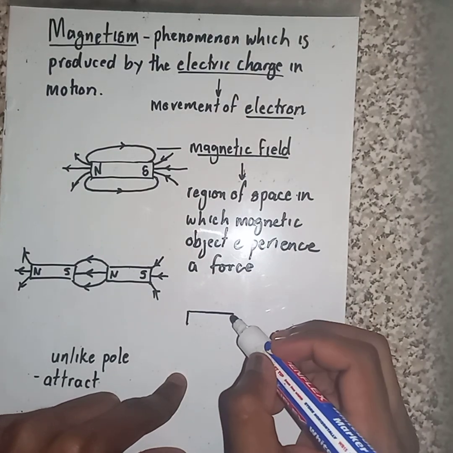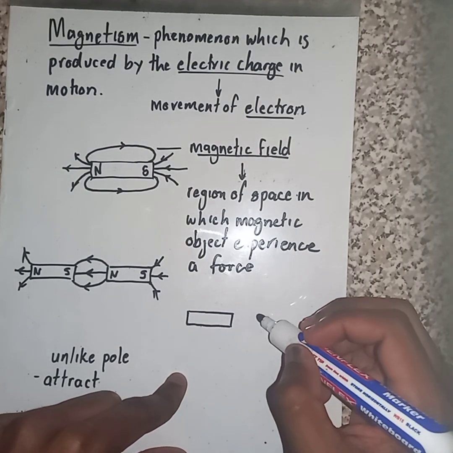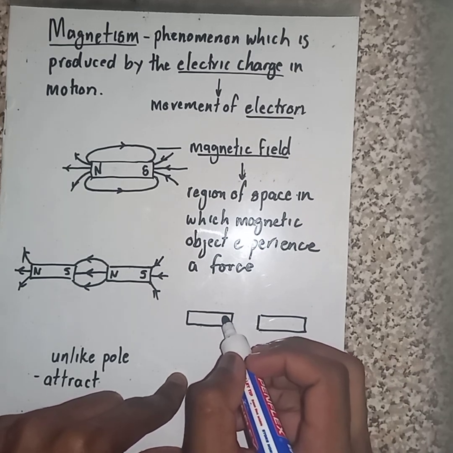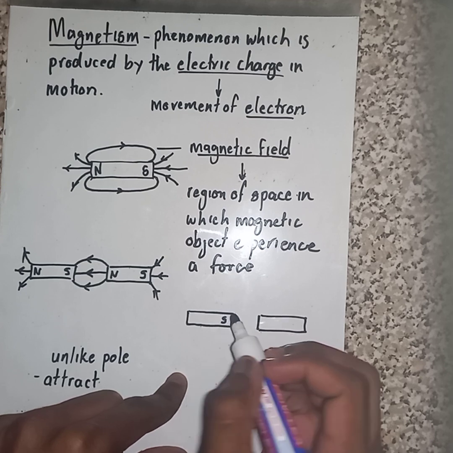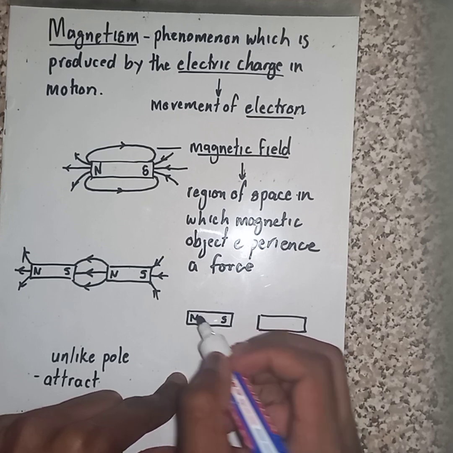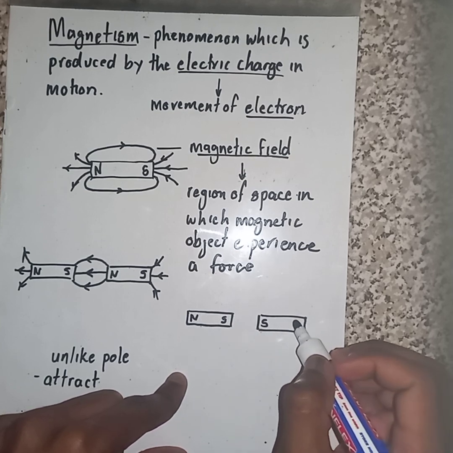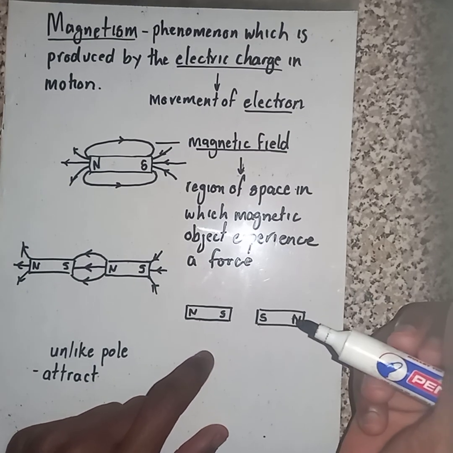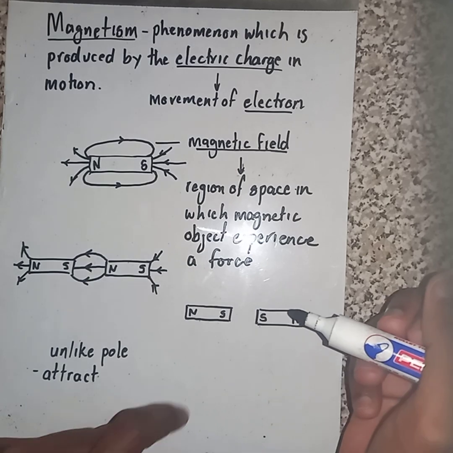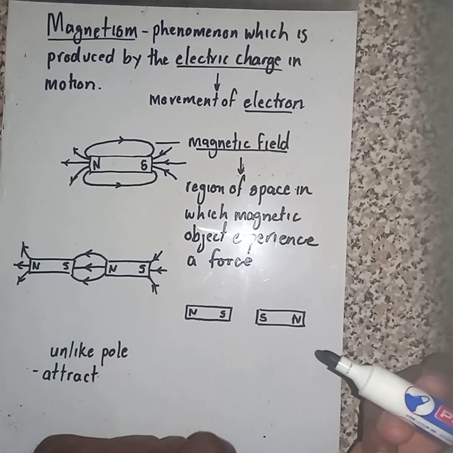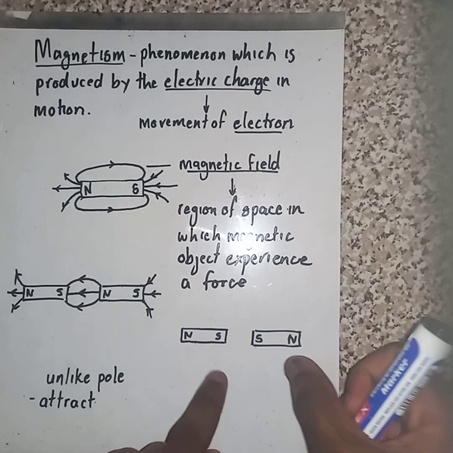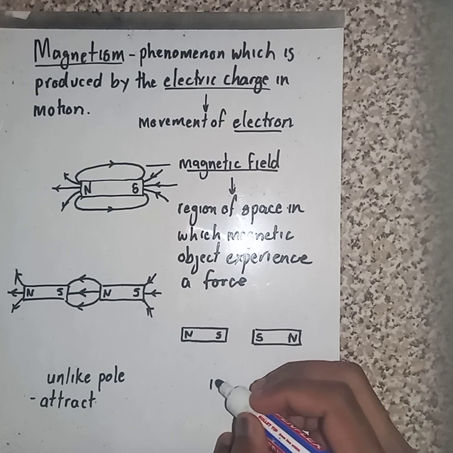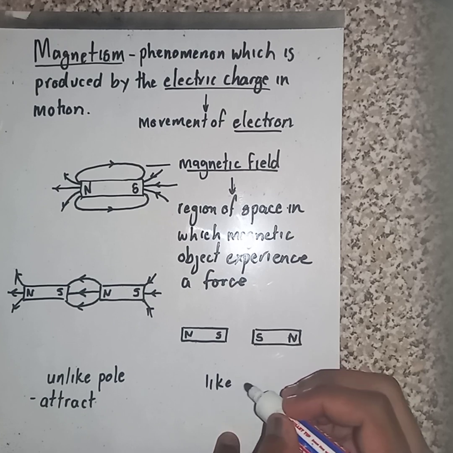Now let us consider a situation whereby I have two like poles. Let's say we have a case like this, whereby I have, let's say, south together with north, then south here together with north. How then are we going to represent the magnetic field lines in this given magnet? It's so simple. Check. Now I have two like poles.